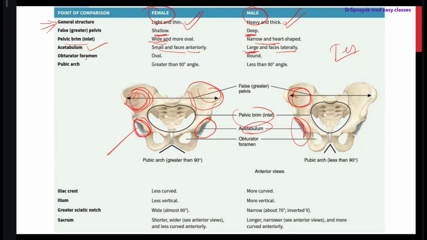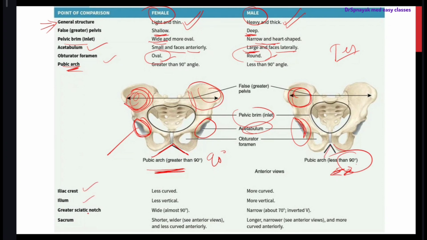Okay, remember it like that. And the obturator foramen is oval in females and round in males. And here you see the pubic arch. This is important. The angle between these two bones is called the pubic arch. In females the angle is more than 90 degrees, but in males it is less than 90 degrees.